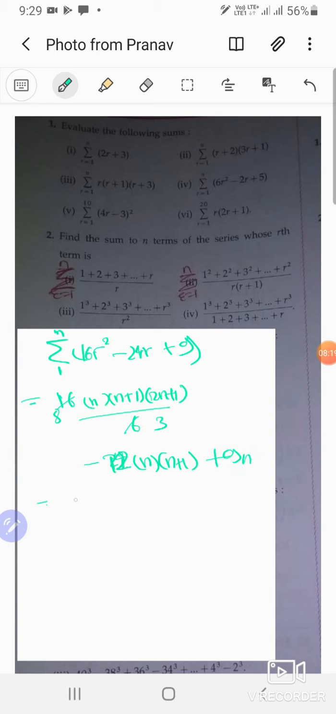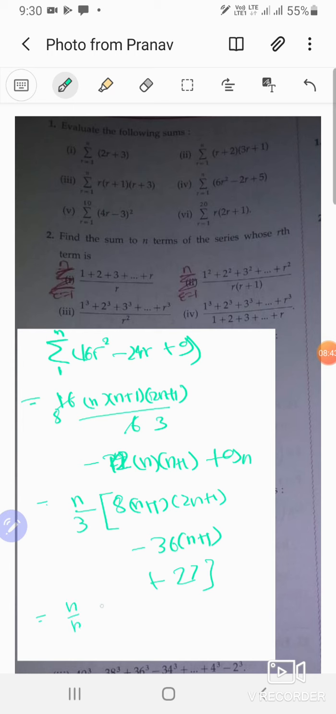So let's take something common. You got n by 3 common, so you will have n plus 1 into 2n plus 1, actually 8 times of that thing. Okay, and then you got minus 12 times 3 is minus 36 into n, oh, so that n is gone, so minus 36 of n plus 1 plus 9 times 3 is 27, right? Okay, that is going to be some expansion. So n by 3 of 8 times n plus 1 into 2n plus 1.